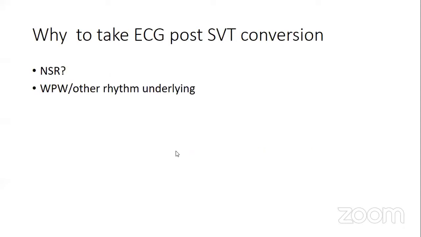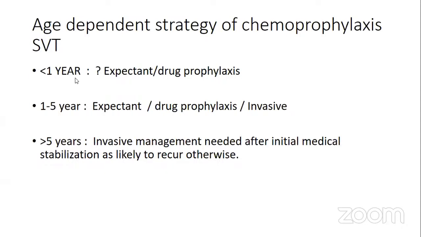Now, after every SVT conversion, an ECG should be taken pre and post conversion for documentation of the underlying rhythm. When SVT occurs below 1 year, we can use expectant or drug prophylaxis management; at 1 to 5 years, expectant, drug prophylaxis or invasive management. For children more than 5 years, invasive management is generally needed, because if SVT occurs, it is likely to recur repeatedly if we don't use invasive management.